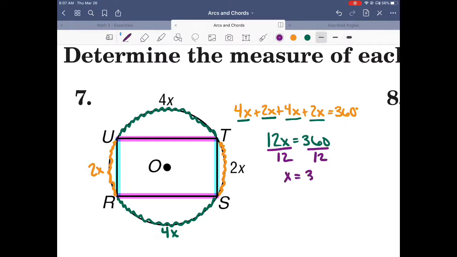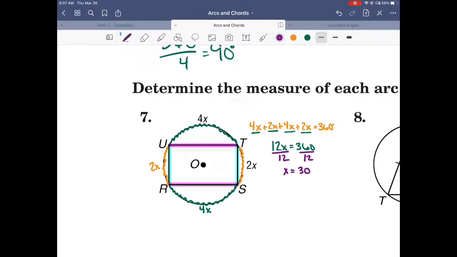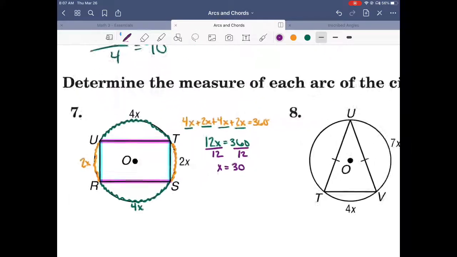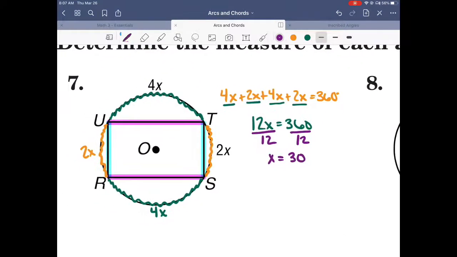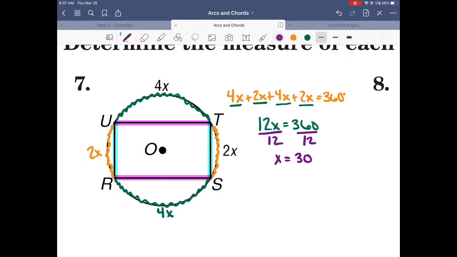and x equals 30. So the question asked me to find the measurement of each arc. So if x is 30, I'm going to plug that in. 4 times 30 is 120. 2 times 30 is 60. This one's also 120, and this one's also 60. So if I add them up, I can test to make sure that it does equal 360, and it does.